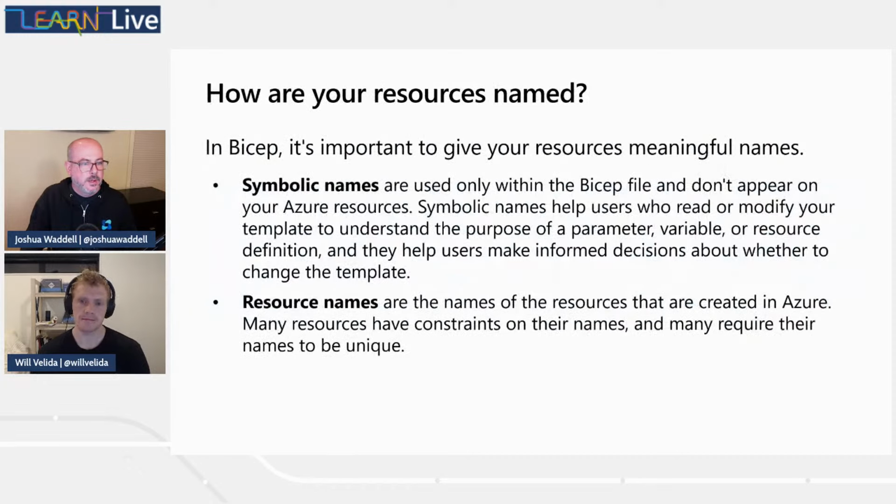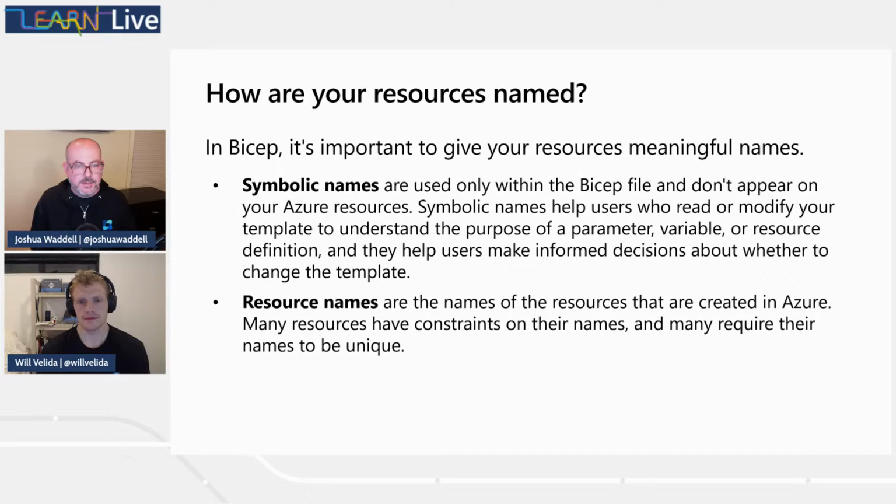Awesome. All right, so let's talk a little bit about how your resources are named. There are two names that we really talk about in this particular section. One is what we call symbolic names, and the other is resource names. I'm actually going to start with resource names. Resource names are the actual names of the resources you create in Azure. This is what you're going to see inside the portal: the name of the storage account, the name of the virtual machine, the name of the Azure function.